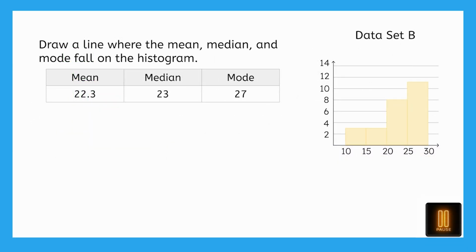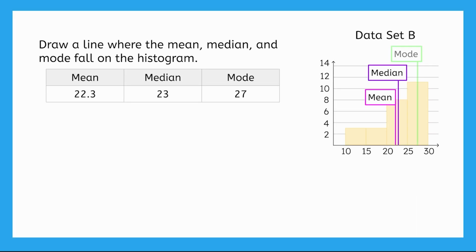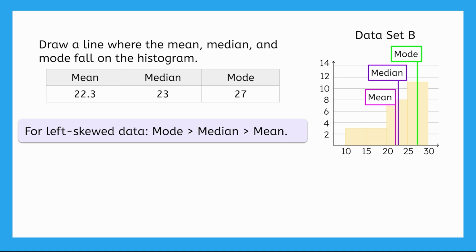Pause the video, draw a line to represent the mean, median, and mode on histogram B, and describe the relationship of measures of center for left-skewed data. As you might have expected, for left-skewed data, the mean is less than the median, which is less than the mode. Again, this is the result of the extreme values of the left tail pulling the average down.